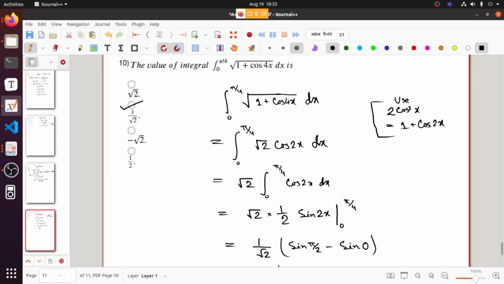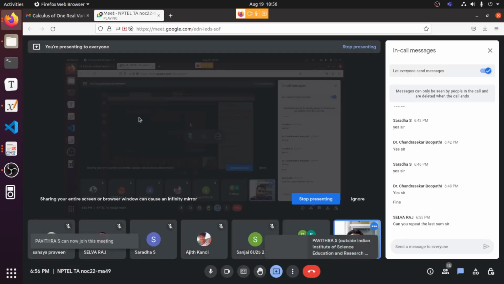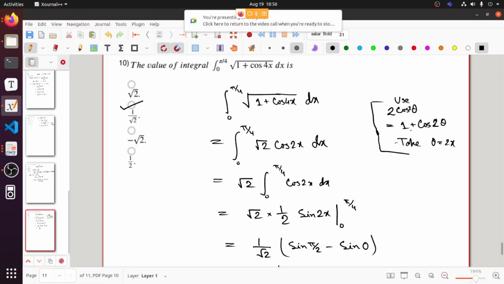Just replace the angle by theta, then it will be easier for you: 1 plus cos theta is 2 cos square theta. Take theta equals 2x. Then 1 plus cos 4x will be 2 cos square 2x. Now if you take the square root, because it is cos square 2x, after taking the square root it will be cos 2x.